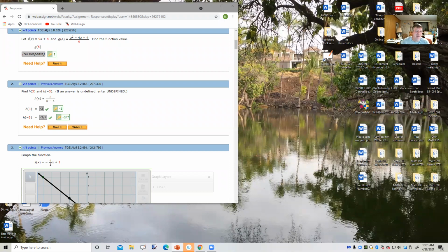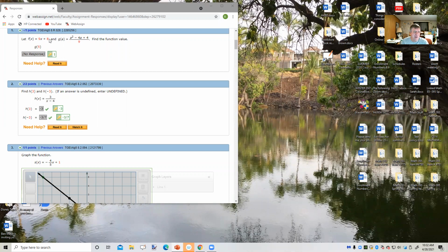Well, okay, let's take a look at this problem number 1. It says, let f of x equal 9x plus 8, and g of a equal a squared minus 4a plus 4 divided by 9. Find the function value. They want to know g of 5. Well, f of x equals 9x plus 8, that's like Mary. It's there, but it has nothing to do with the question. We want to know what g of 5 is.